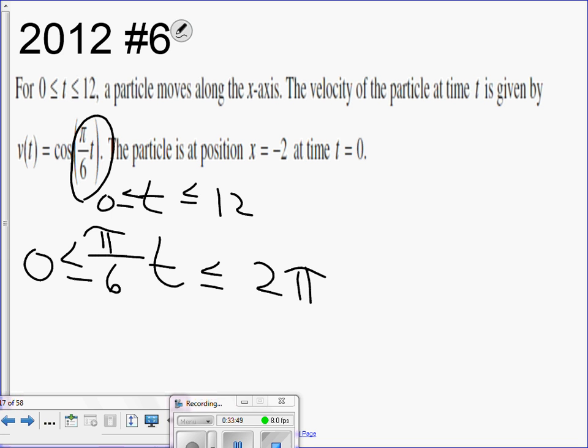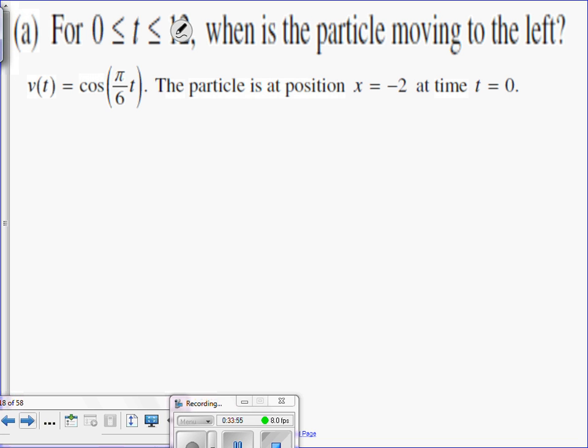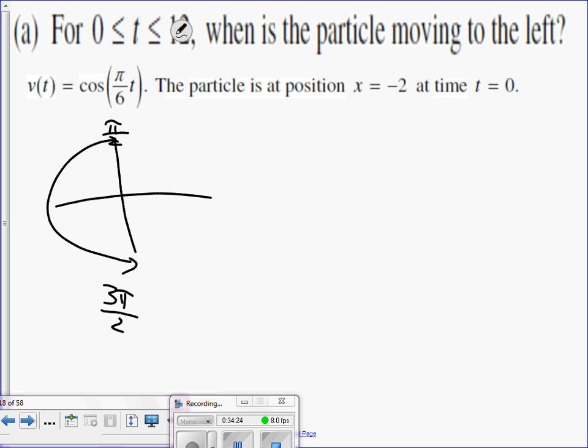And the first thing they ask us, I think, is when is it moving left? Well, moving left is when the velocity is negative. So you want to know when is the velocity negative. The velocity is the cosine of this angle. When is the cosine of an angle negative? When the angle is between 90 and, not 180, 270. So when the angle is between pi over 2 and 3 pi over 2, right? So when the angle pi over 6 t is in between, well, it'll be negative, I don't want the equals.